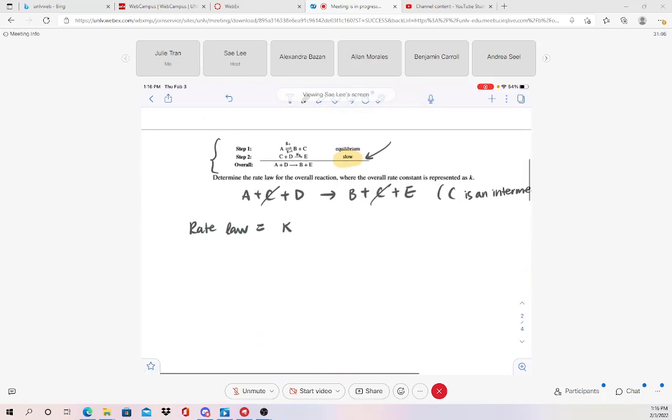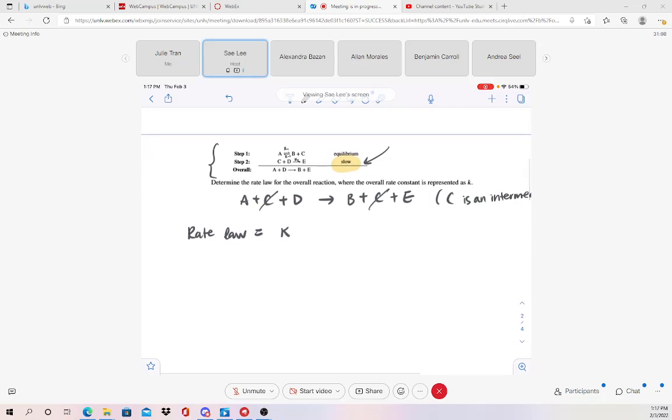So the overall rate law is going to be the rate law from step 2, or the rate law from the slow reaction. The overall rate law is going to be rate constant from step 2. This number 2 indicates the rate constant from step 2 of the reaction. So rate constant 2 multiplied by concentration of C, concentration of D. So this is the overall rate law.